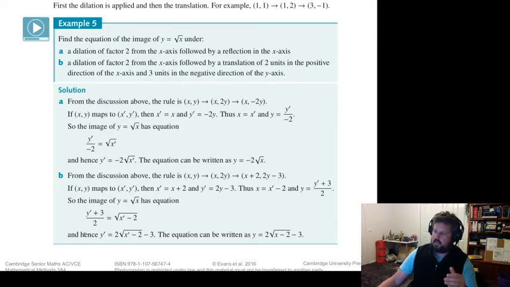Now, again, to write out the equation neatly for the image, you don't need to have the dashes in the notation or in the equation here. So you can just write it out nicely. y is equal to 2 square root of x take away 2, and then take away 3 from that.